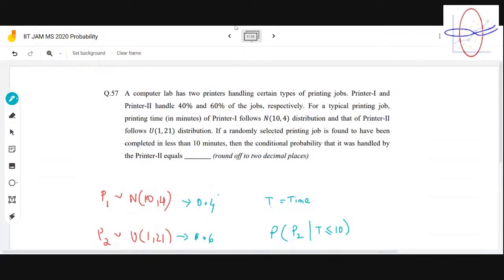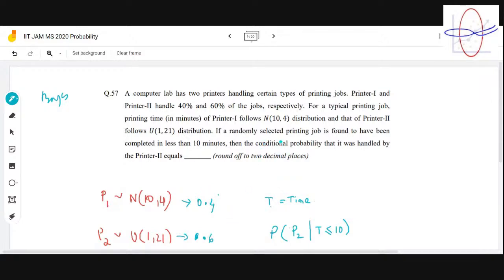So this problem is a really easy problem. It's a Bayes theorem problem. A computer has two printers, P1 and P2. One follows normal 10,4 and another follows uniform 1,21. And we know that printer 1 can handle 40% of the tasks, 0.4, and printer 2 can handle 60% of the jobs.